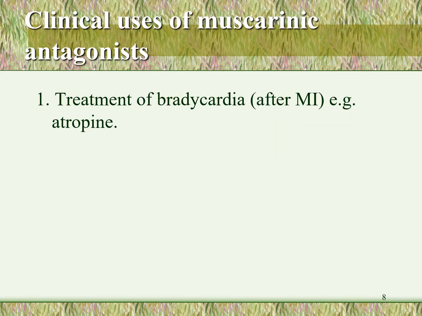Now we'll talk about the clinical uses of muscarinic antagonists. The first one is the treatment of bradycardia after myocardial infarction, as we mentioned. We use IV atropine to inhibit the vagal stimulation, so it tends to increase the heart rate and force of contraction.